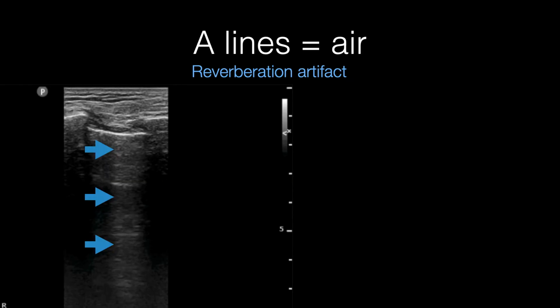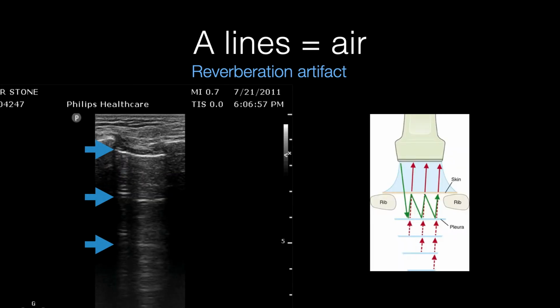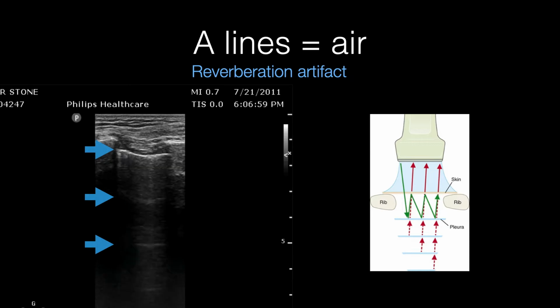So the other thing that we had mentioned was A-lines. As we said before, these are reverberation artifacts. You're seeing the pleural line and pleural slide here, and then exactly twice the distance here, you see the A-lines here and here. And the mechanism here is just a reverberation as we send sound down through the skin and down into the pleural line. It bounces back and the machine creates a line there.